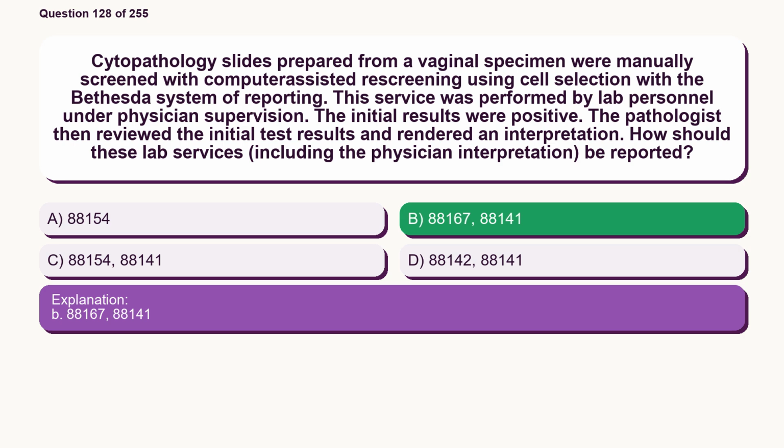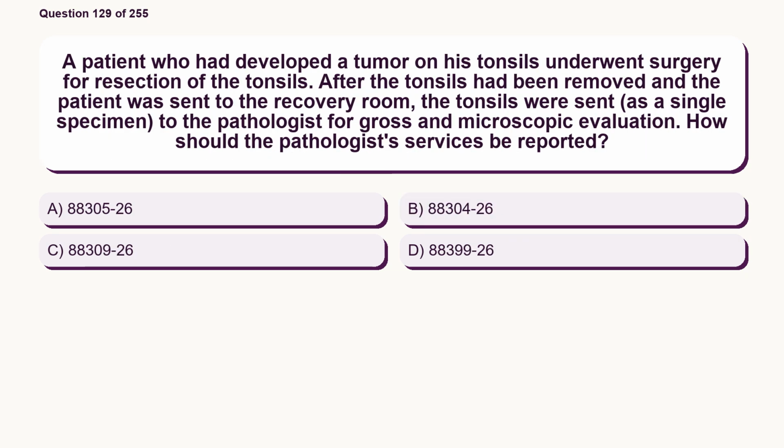88,141. Question 129. A patient who had developed a tumor on his tonsils underwent surgery for resection of the tonsils. After the tonsils had been removed and the patient was sent to the recovery room, the tonsils were sent, as a single specimen, to the pathologist for gross and microscopic evaluation. How should the pathologist's services be reported?